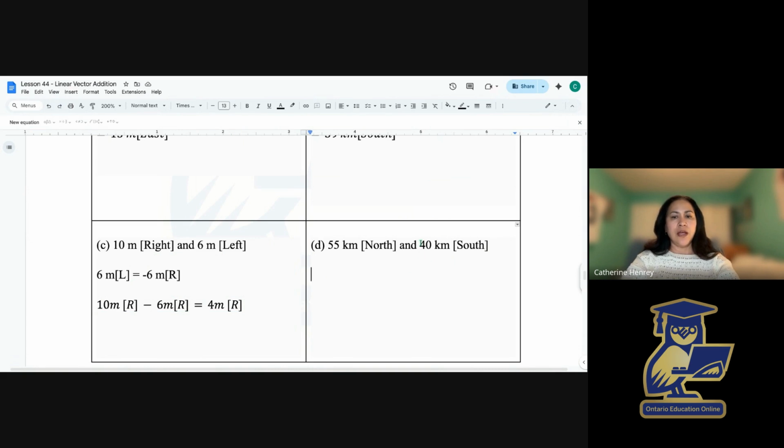Similarly here, 55 kilometers north, but 40 kilometers south. I'm going to go ahead and again show that 40 kilometers south is equivalent to negative 40 kilometers north.